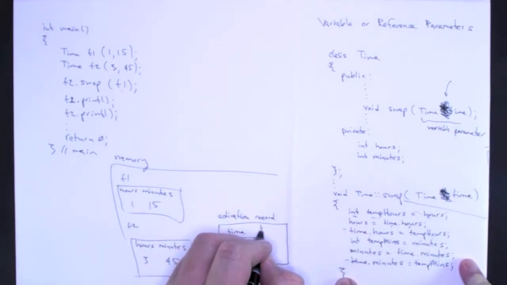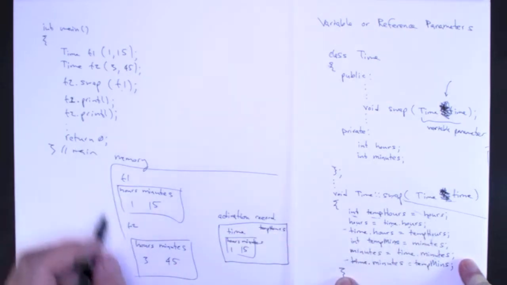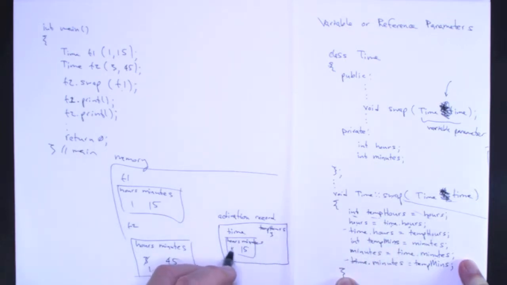And I've got temp hours. And I take hours, which is T2's hours, and I assign it to there. And then I take time hours, which is 1. It's this time. It's not T1. It's this time. And I assign those to T2, so that gets 1. And then I'm going to take temp hours and store it in time hours. So I take 3 and I store it here in 3. And you're thinking, oh, that looks pretty good. Oh, no, it's not. T1, this is a copy. I'm operating on the copy, not on the original.